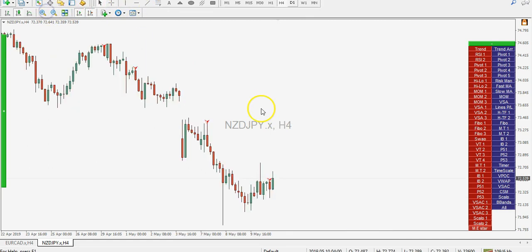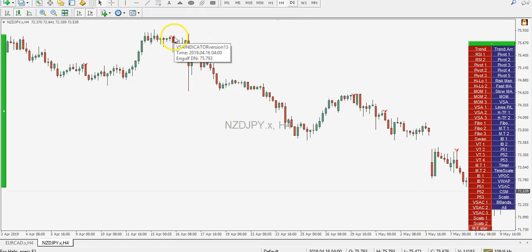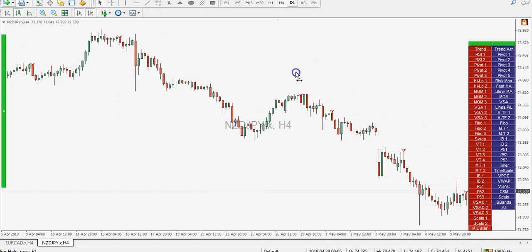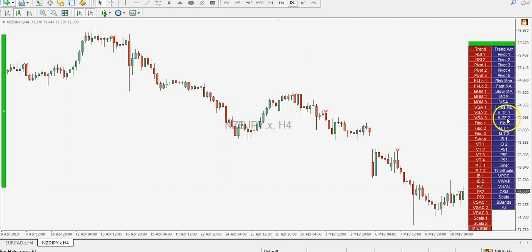Okay, guys, can you see this? This formation over here. This, and then this, and then this, and then this. All good? Okay, all good. Now I'll see what my trend is telling me.